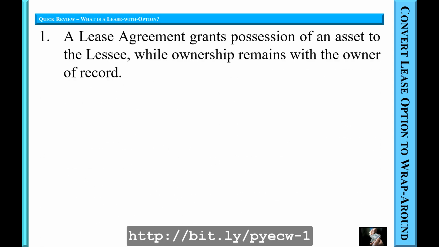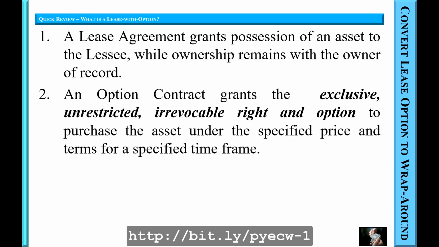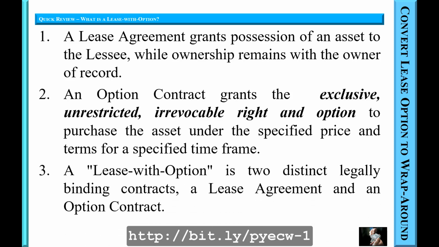A lease agreement grants possession of an asset to the lessee while ownership remains with the owner of record. An option contract grants the exclusive, unrestricted, irrevocable right and option to purchase the asset under the specified price and terms for a specified time frame. A lease with option is two distinct, legally binding contracts, a lease agreement and an option contract.